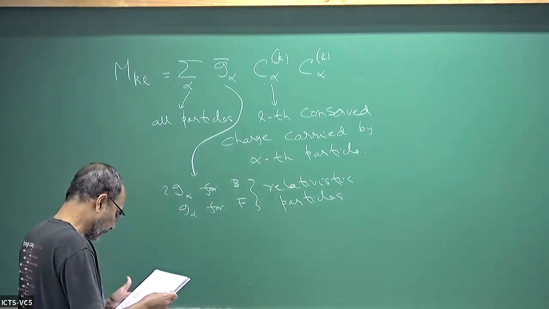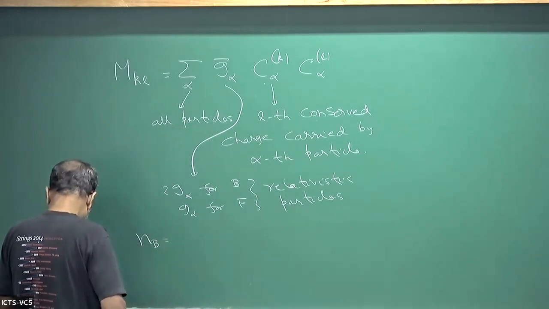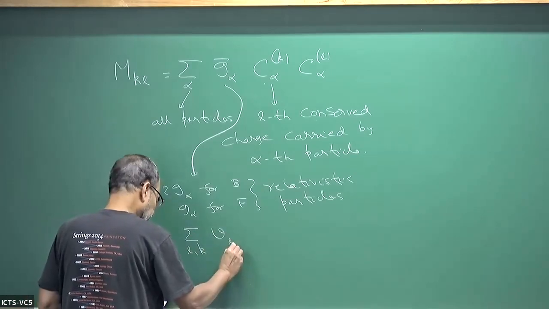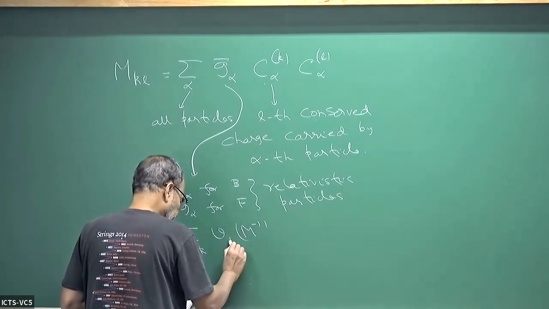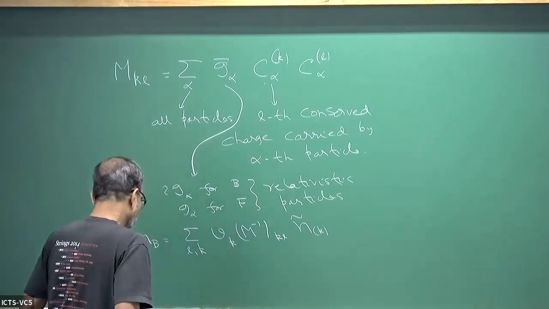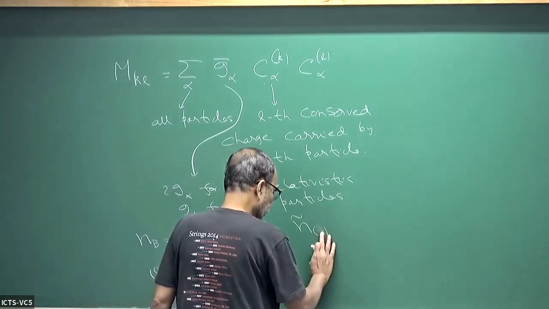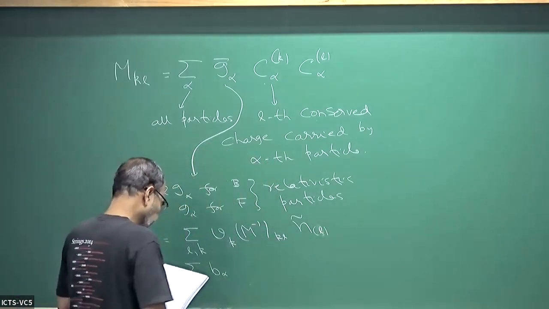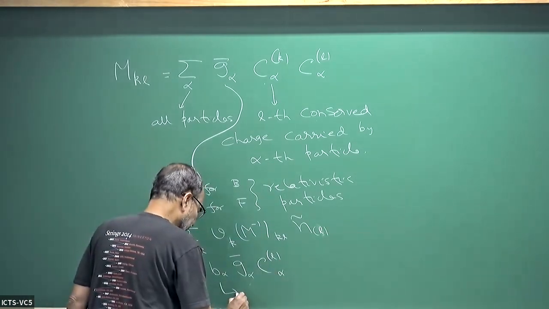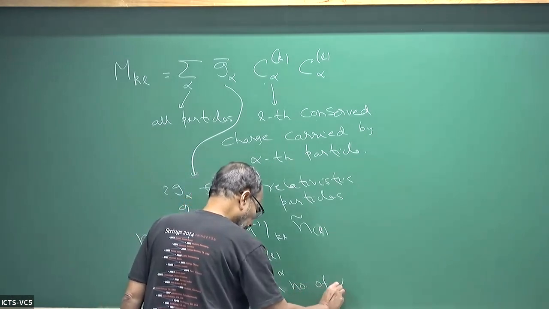And then we wrote down a formula for the baryon number. Let me write the formula for B. The baryon number N_B was written as a sum over L, K of V_L M inverse_BK M inverse_KL n tilde K, where V_K was the sum over alpha of the charge K of particle alpha. These we have already defined, and B alpha is the baryon number of the alpha particle.